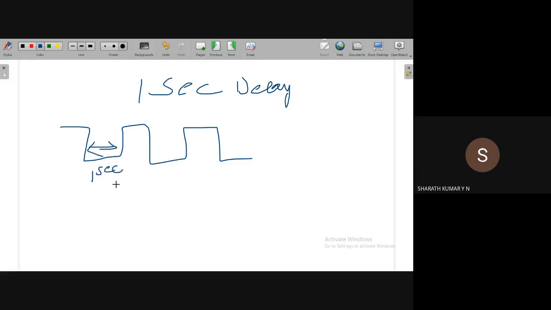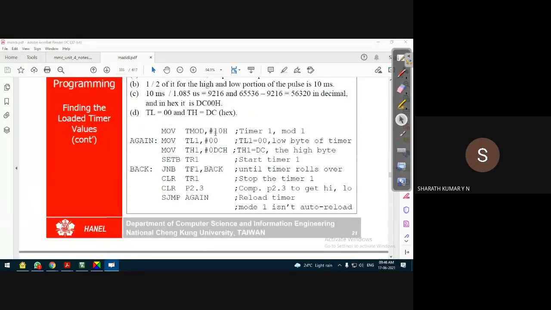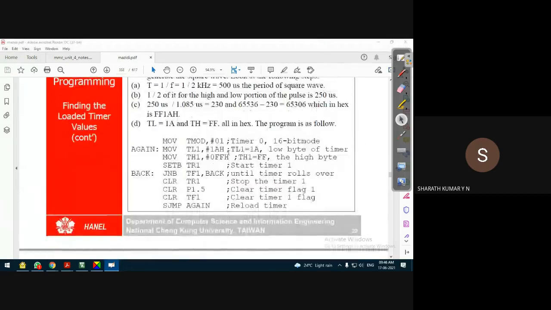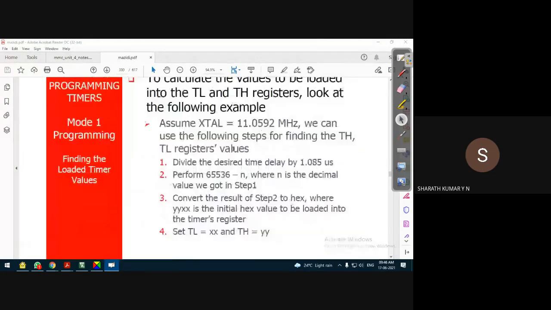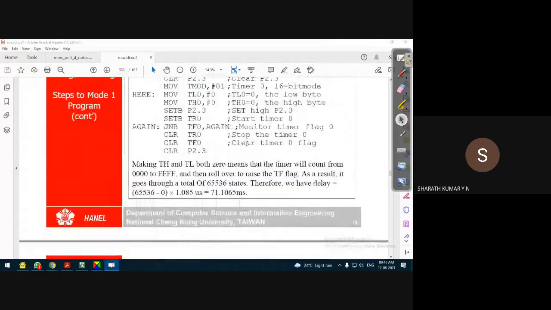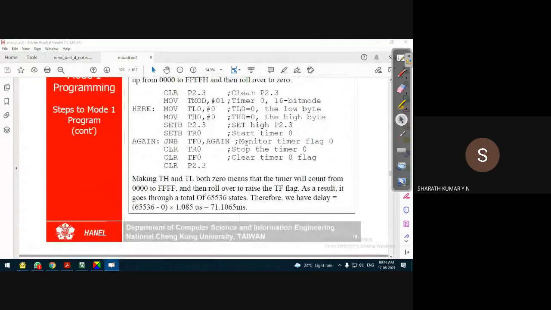Okay, so which is definitely higher than 71.1 millisecond delay, which is the maximum delay that can be generated using a timer. For a 1 second delay, we have to write the program. The subroutine, whatever we write, something like this. This program we just saw generated some delay.